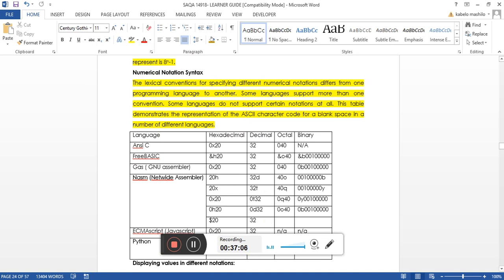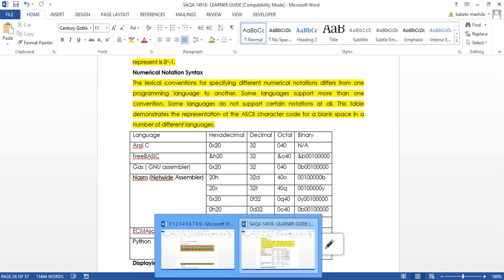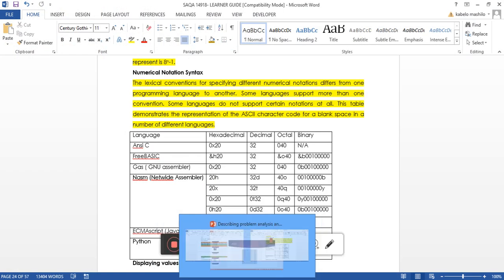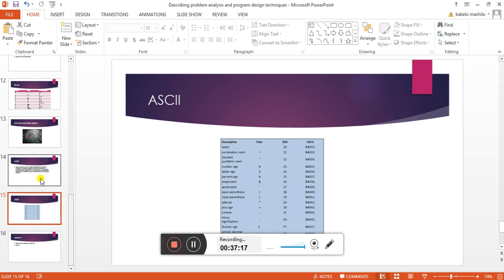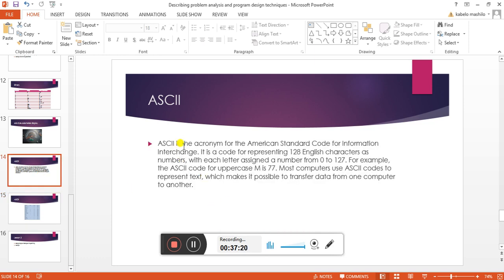I've done a slide on ASCII. Let's go through that. ASCII is an acronym for the American Standard Code for Information Interchange. It is the code for representing 128 English characters as numbers, with each letter assigned a number from 0 to 127. For example, the ASCII code for uppercase M is 77.